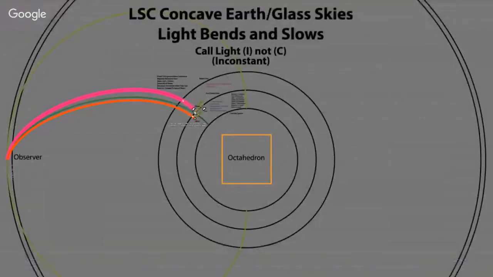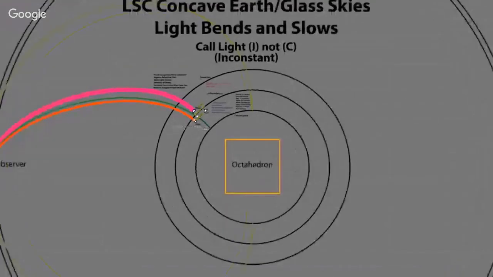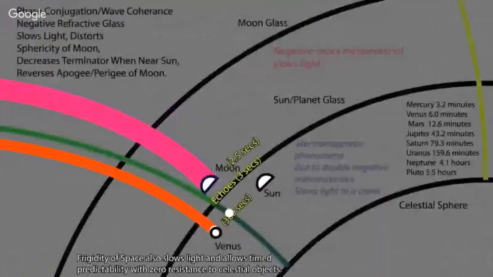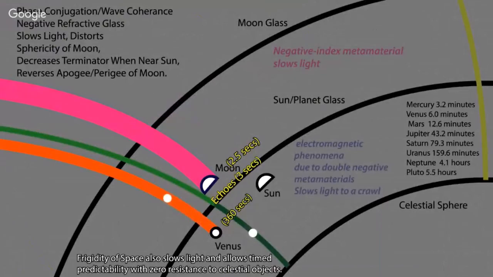This video is about light actually slowing down. It really does. Despite the fact that we call it C, like constant, we should really call it I, as inconstant, because light does definitely slow down, and there are many different ways you can actually slow down light.